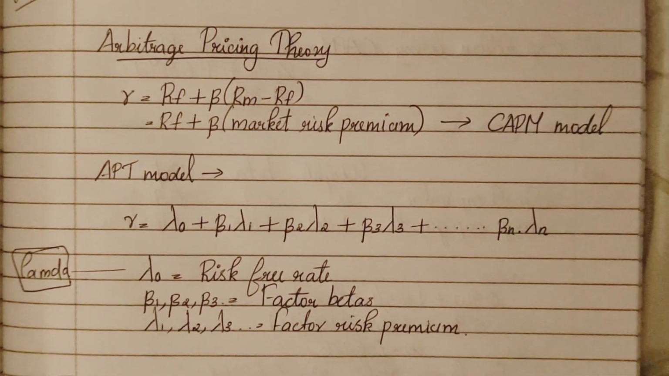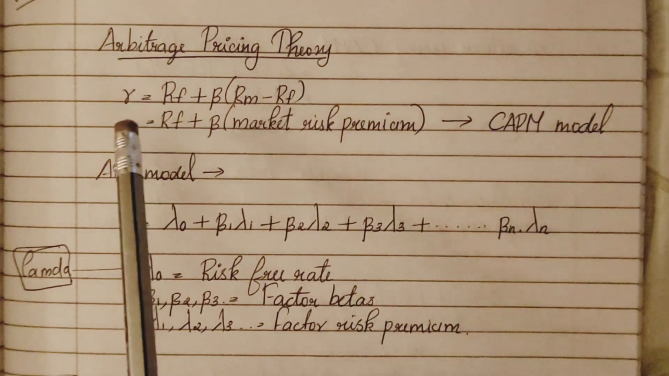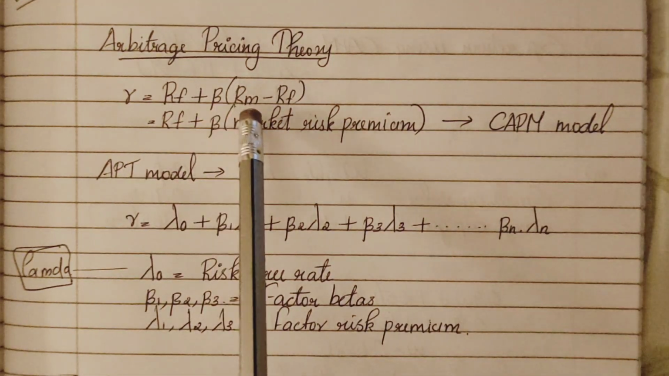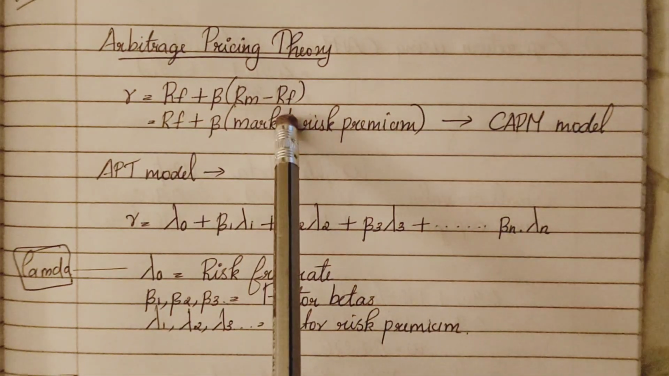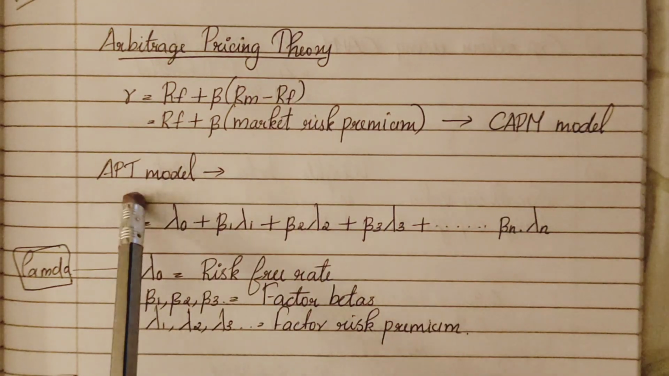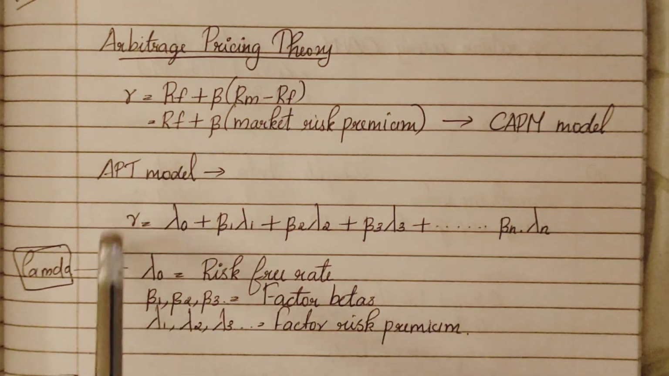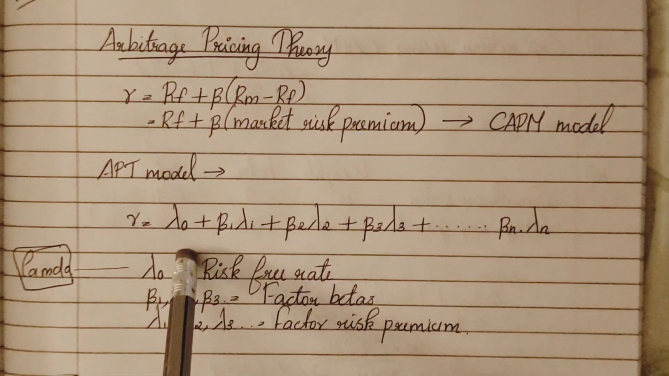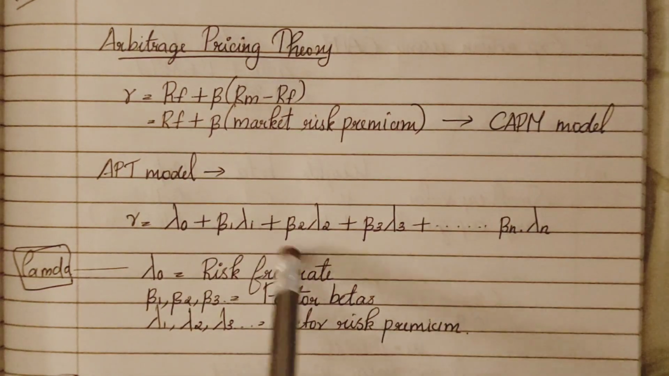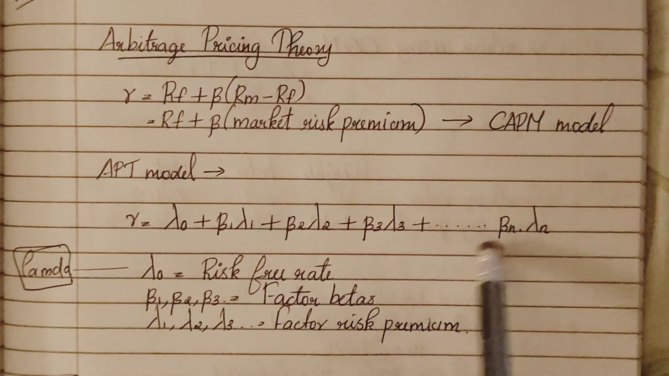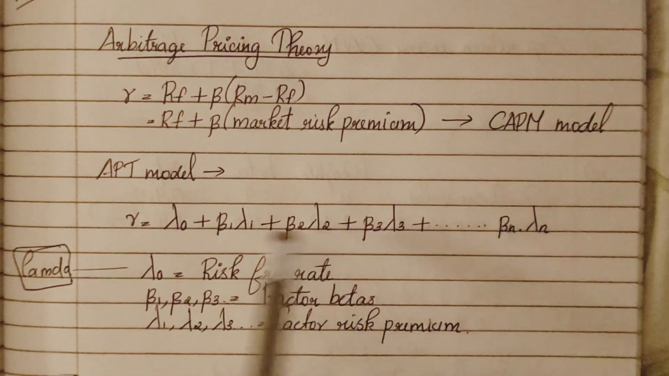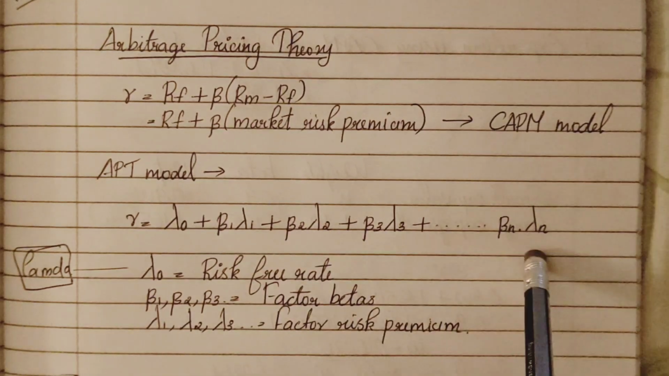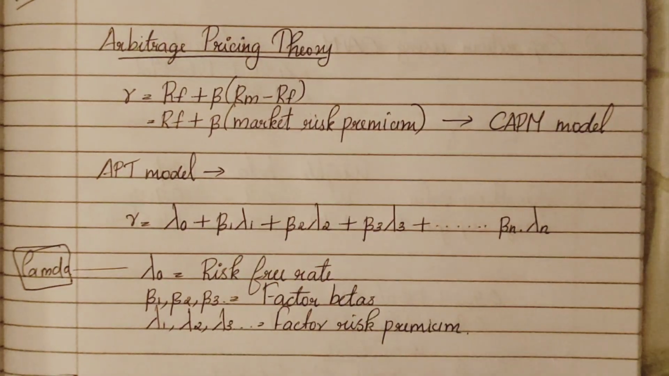Arbitrage pricing theory. So as per CAPM, required rate of return is equal to risk-free rate plus beta into return from market minus risk-free return. So as per arbitrage pricing theory, return is equal to lambda 0, where lambda 0 is the risk-free rate, plus beta 1 into lambda 1 plus beta 2 into lambda 2 until beta n into lambda n. In this, beta means the factor betas, and lambda 1, 2, 3 are the factor risk premiums.